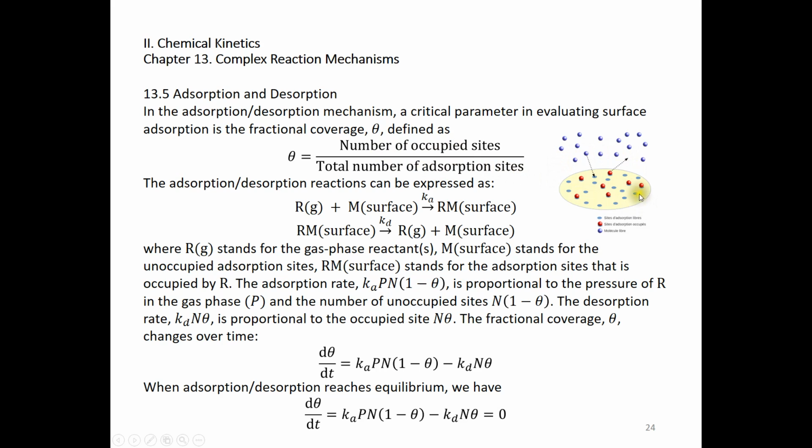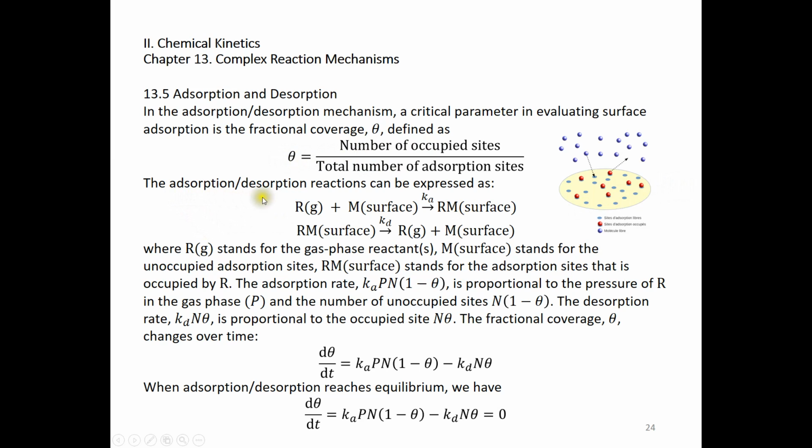So in this diagram, we can see 1, 2, 3, 4, 5, 6, 7. 7 surface sites are occupied. And now we have some unoccupied sites. If you count the unoccupied sites, we have 14 of them. So theta in this case is 7 over 21. The total number of sites is 21, and 7 are occupied. So theta is 7 over 21, which is 1/3 in this case.